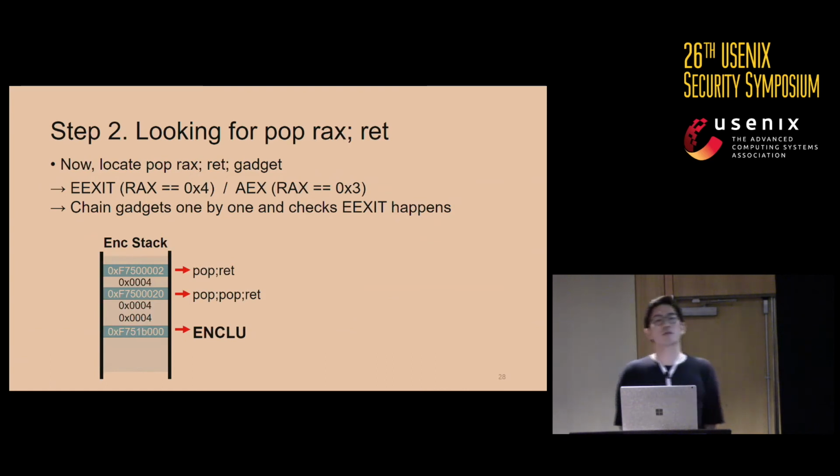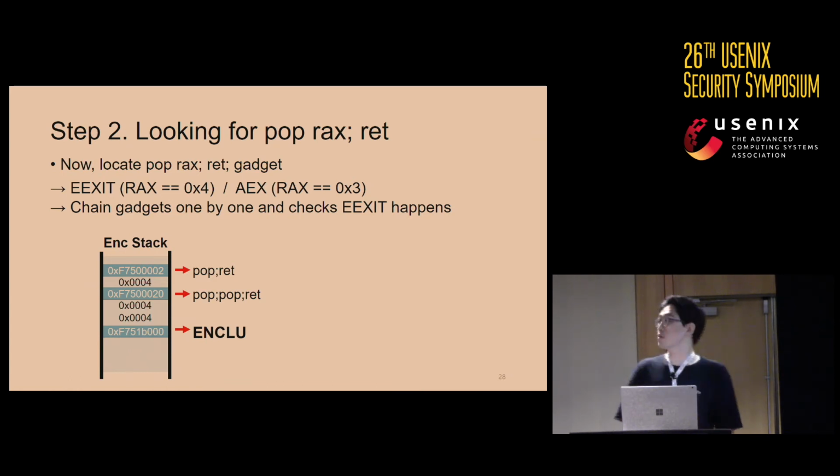After we find an ENCLU instruction, we can also find the pop RAX return gadgets. To find a pop RAX return gadget, we use the fact that the RAX register will be changed depending on the exit conditions. When the asynchronous exit happens, the RAX register will be changed to 0x3, and when the EEXIT happens, the RAX register will be changed to 0x4. So by chaining gadgets one by one and checking whether EEXIT happens, we can find a pop RAX return gadget.